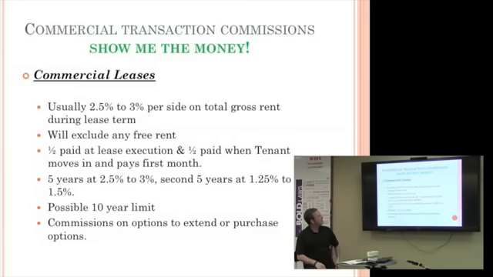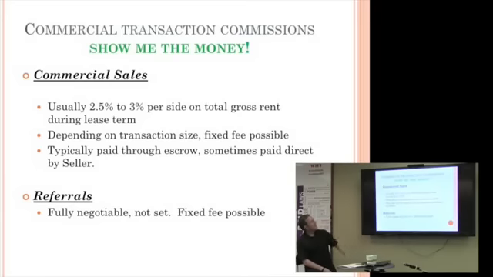You can try to negotiate your way. When I submit an offer for a commercial lease, I always start at 3% to 4%, depending on what it is. Retail, typically 3. Office, I usually start at 4 and let them negotiate down. Commercial sales, typically the same thing as almost retail. It's 2.5% to 3% per side. Did I say gross rent during the lease term? I apologize, that's wrong. Those are leases.